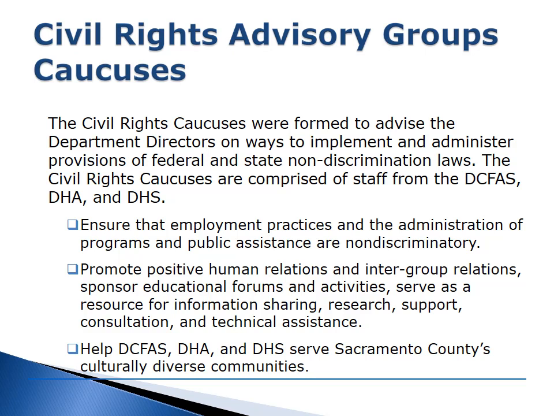Civil Rights Advisory Groups. The Civil Rights Caucuses were formed to advise the department directors on ways to implement and administer provisions of federal and state non-discrimination laws. The Civil Rights Caucuses are comprised of staff from the Department of Child, Family, and Adult Services, the Department of Human Assistance, and the Department of Health Services. The caucuses ensure that employment practices and the administration of programs and public assistance are non-discriminatory. They promote positive human relations and intergroup relations, sponsor educational forums and activities, serve as a resource for information sharing, research, support, consultation, and technical assistance. They help DCFAS, DHA, and DHS serve Sacramento County's culturally diverse communities.